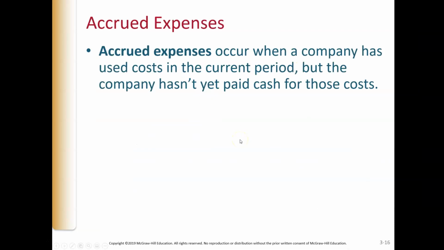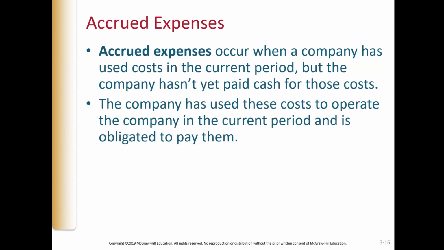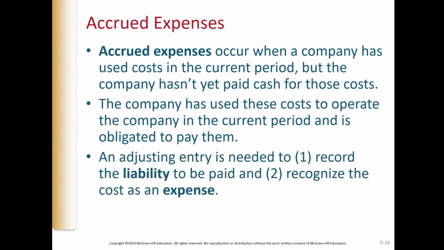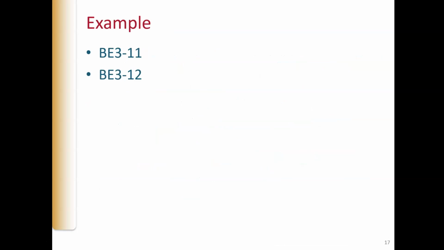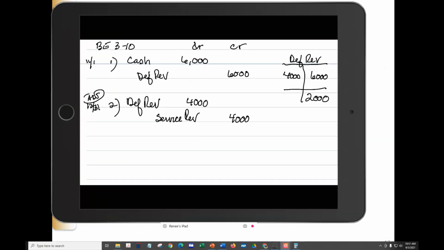Let's talk about accrued expenses. So this happens when the company has used that expense or cost, but hasn't yet paid in cash for it. So we need to do an adjusting entry to recognize that expense and the corresponding liability. Two more examples. We'll do BE 311 and BE 312.